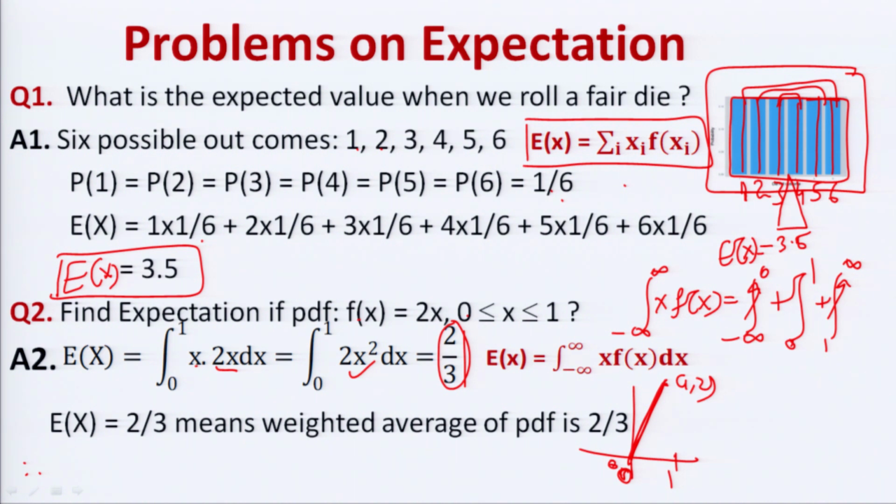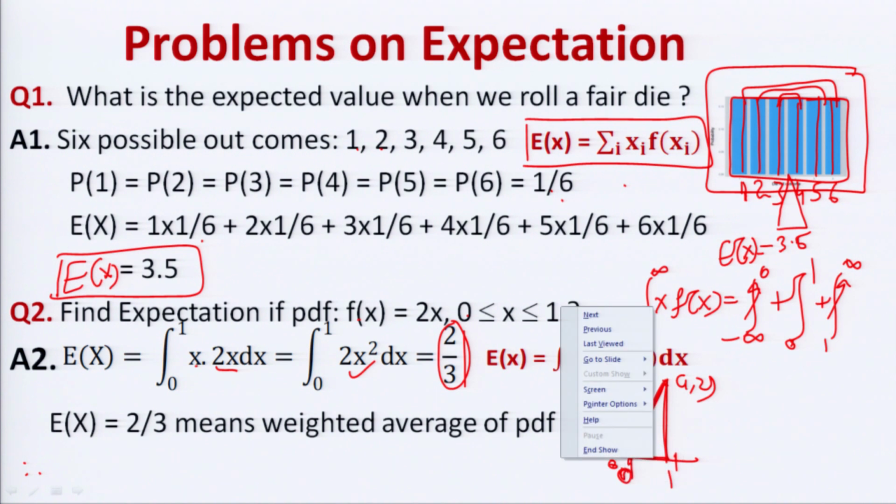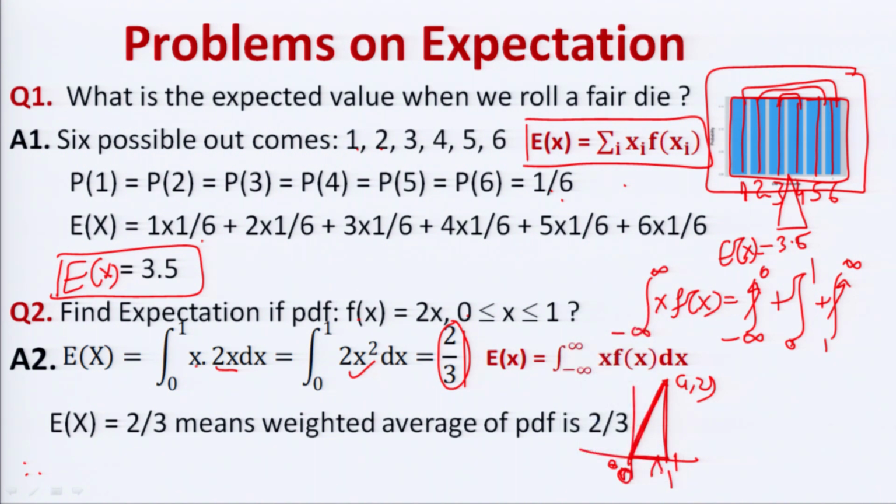Now, the expectation comes to 2 by 3, meaning what? It means if we take the geometrical shape of this particular triangle, then the center of mass of this geometry will lie at this particular point, 2 by 3. Now, what does expectation mean? Expectation means the weighted average of the function. Next slide.